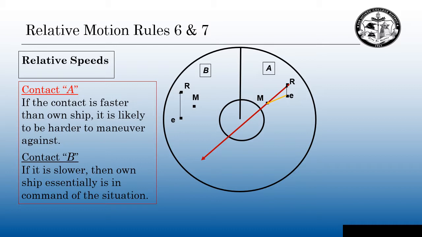In contact B, it's slower than we are. Then essentially we are in command of the situation. We have more time for situational assessment, more time for situational awareness. We can pick when and where, how much we want to alter course or how much we want to alter speed to.